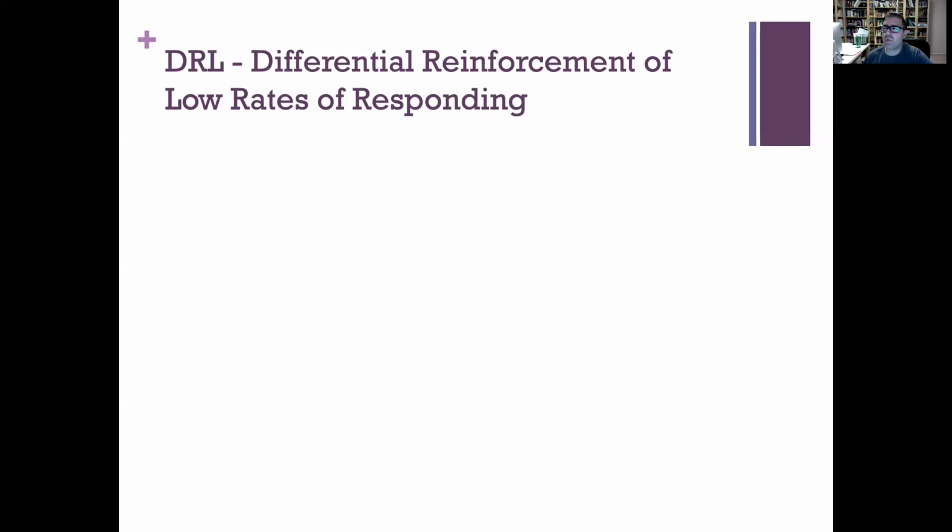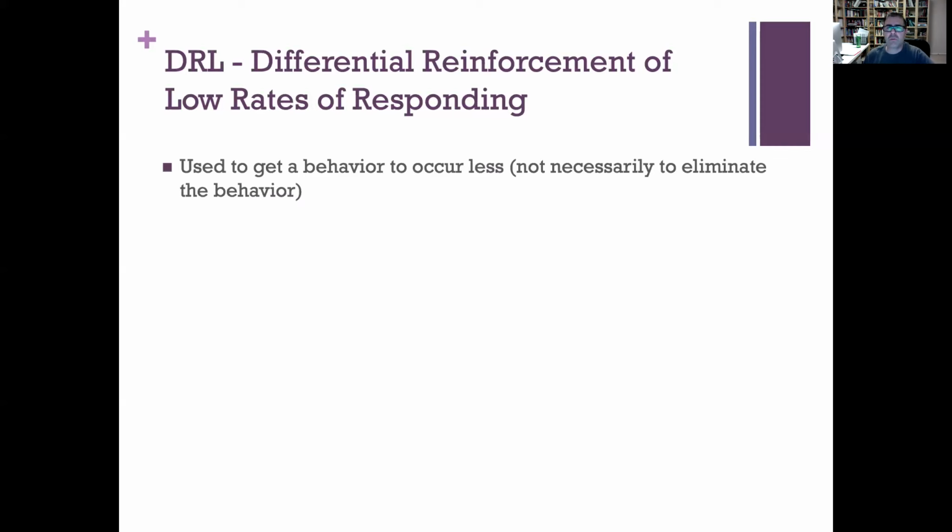So how do we produce low rates of responding? How do we reinforce low rates of responding? And when would we want to do that? DRL is used when we want to get a certain behavior to occur less often, not necessarily eliminate it. Maybe it's okay for the behavior to occur, but not as often. Maybe it's a little annoying. For example, someone talking too much in class or raising his or her hand too often. It's okay to do that, but maybe not all the time.